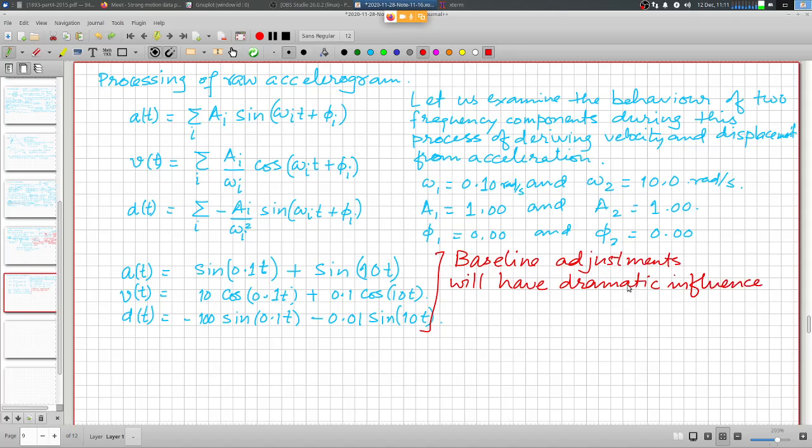I'm using this word dramatic intentionally. I could have said significant, but dramatic gives more emphasis. Significant is less emphatic. Dramatic influence on the derived velocity and displacement traces.